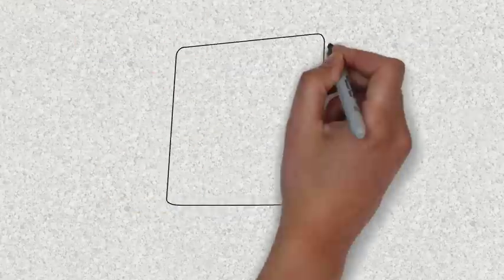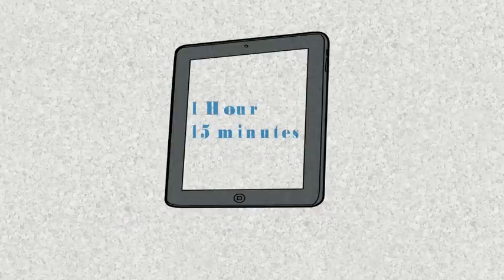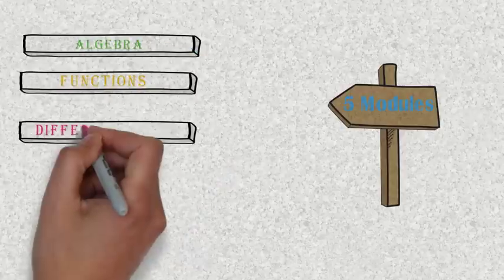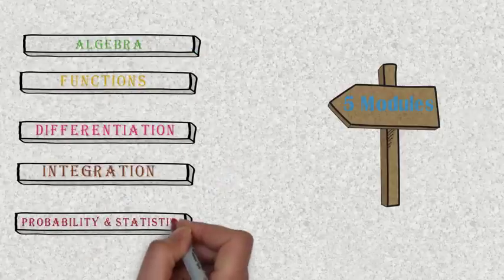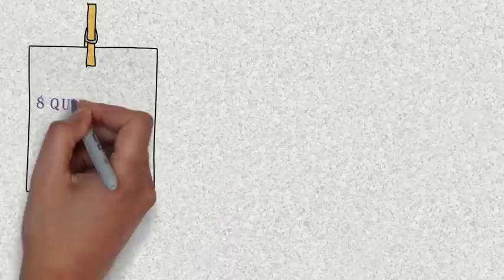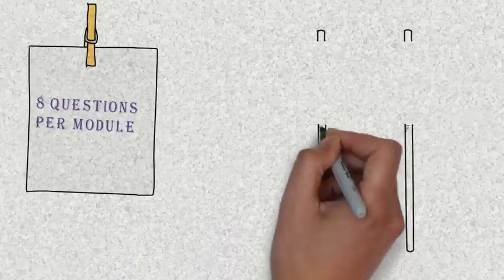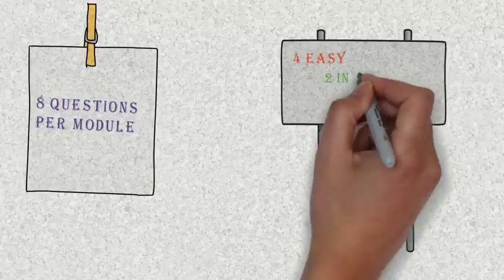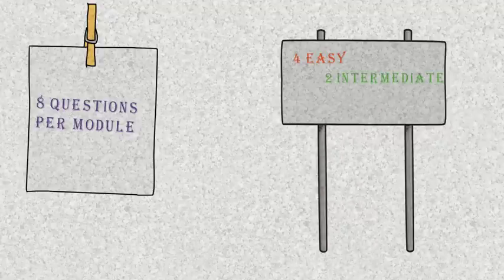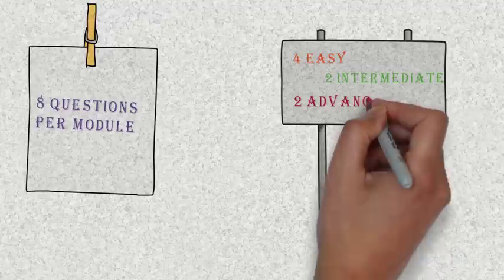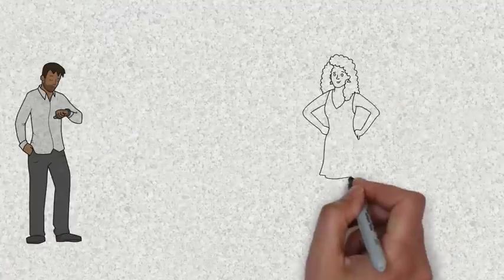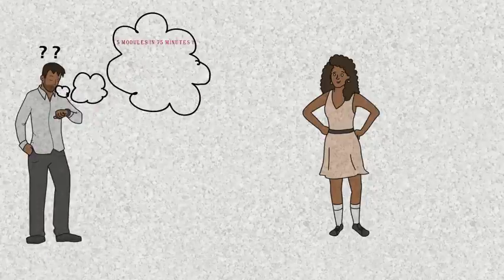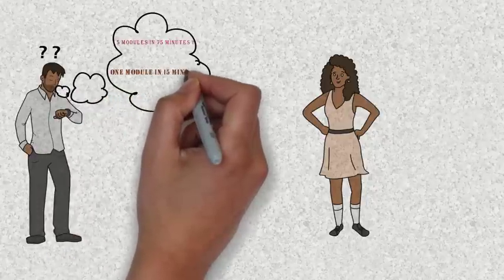The duration of the test is 1 hour, 15 minutes, and it consists of 5 modules: algebra, functions, differentiation, integration, and probability and statistics. There are 8 questions per module. 4 questions are from the easy category, 2 questions are from the intermediate category, and 2 questions from the advanced category. Okay, 5 modules in 1 hour, 15 minutes. Does that mean I have to complete 1 module in 15 minutes?